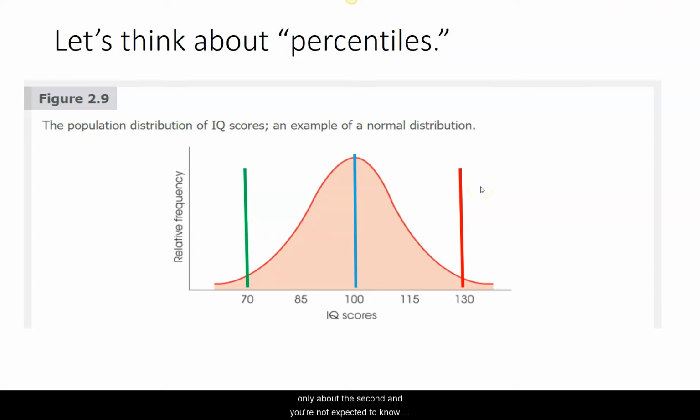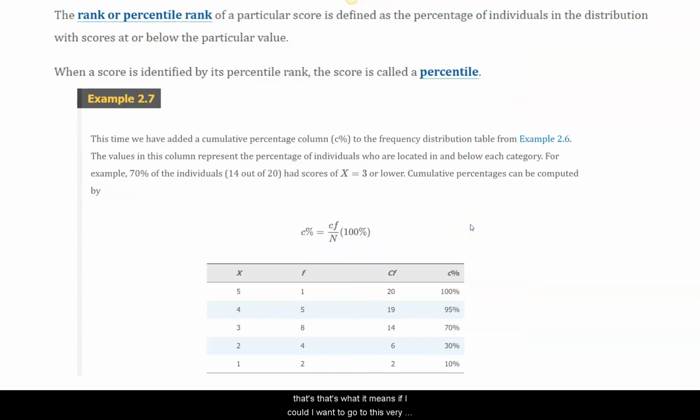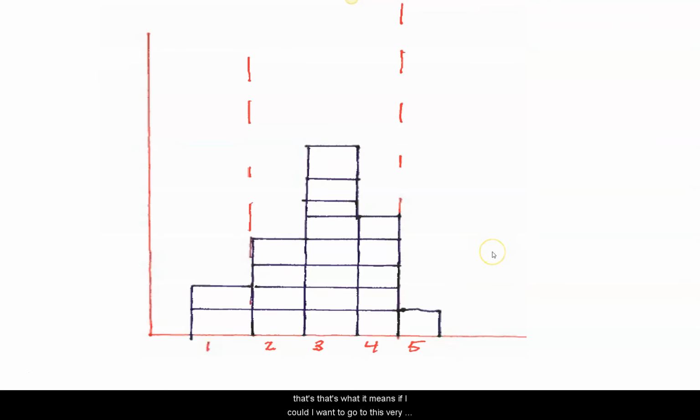Now, you're not expected to know that. You can't really tell by looking. But nonetheless, that's what it means. If I could, I want to go to this very crudely drawn graph, and it's mildly embarrassing, but there are 20 boxes here. 1, 2, and here's another 4, 6, 1, 2, 3, 4, 14, 19, 20.